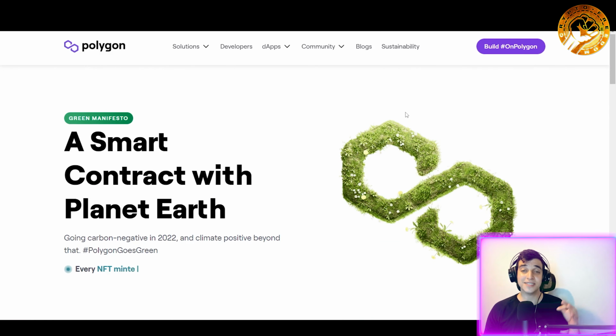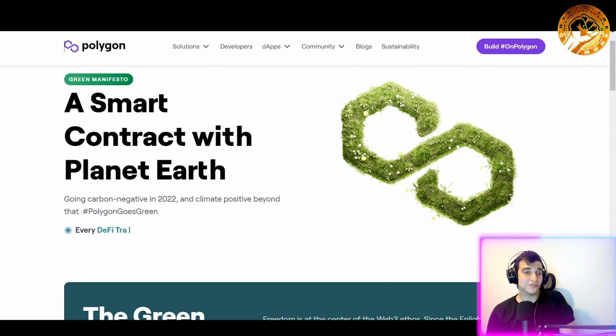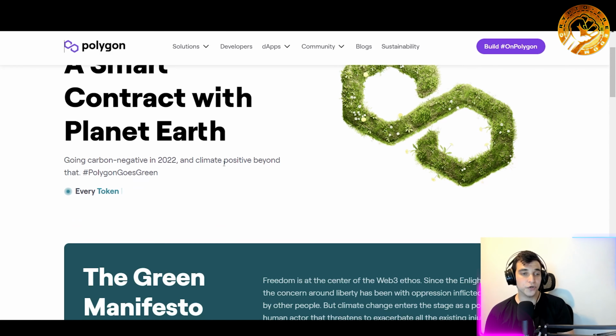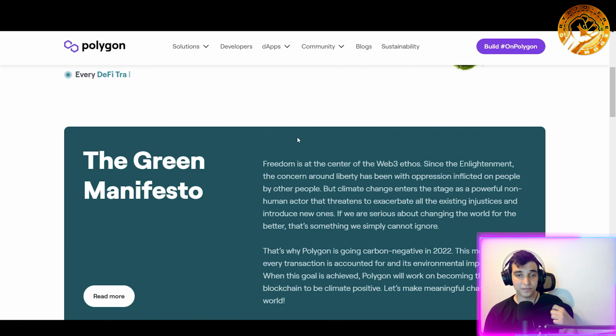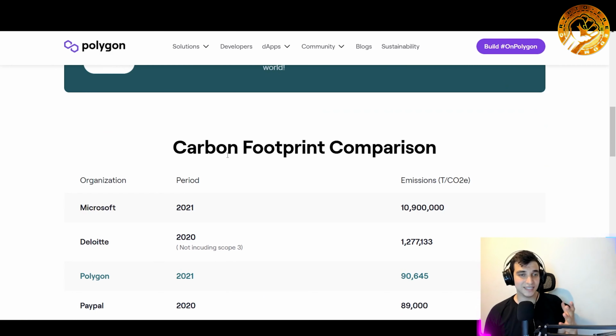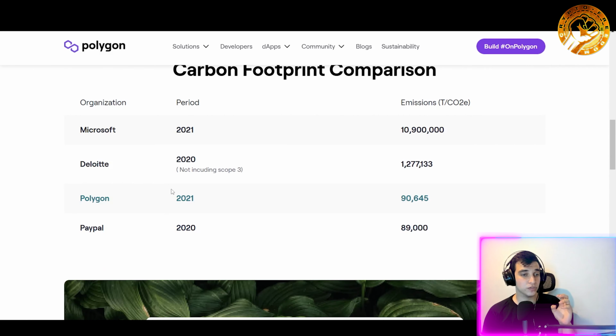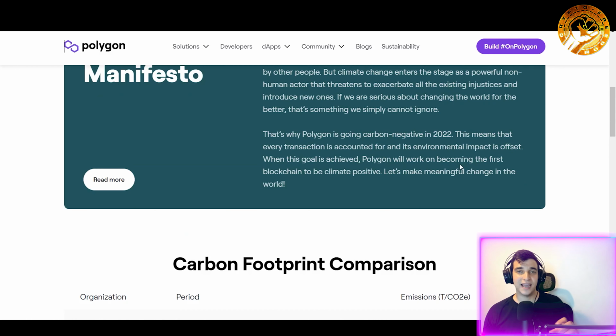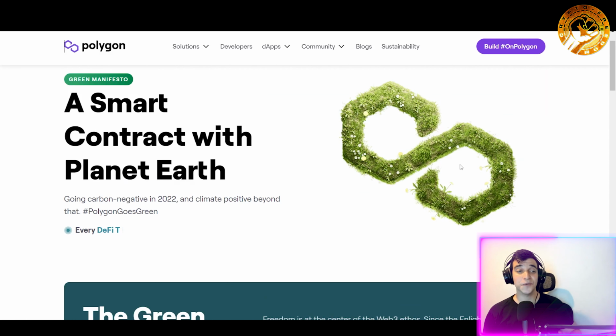Now about their sustainability: a smart contract with planet Earth. Going carbon negative in 2022 and climate positive beyond that. It's actually the Green Manifesto. You can see here the carbon footprint comparison of different organizations, for example Microsoft, over 10 million, PayPal in 2020, and Polygon, and you can see the big difference of going carbon negative in 2022 and the positive effects it will bring to our planet.